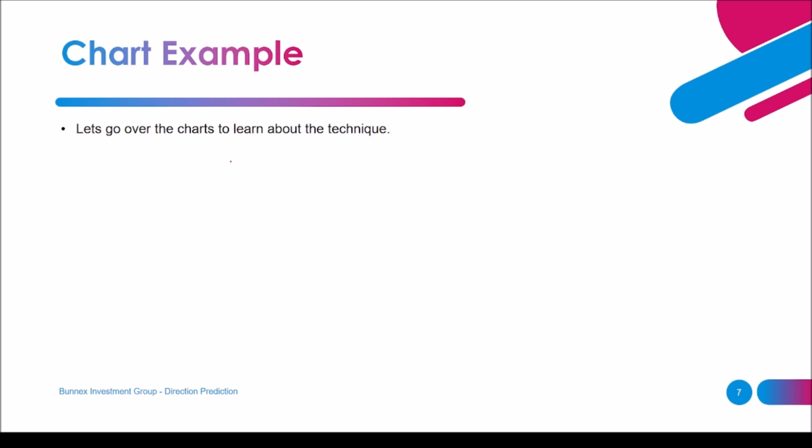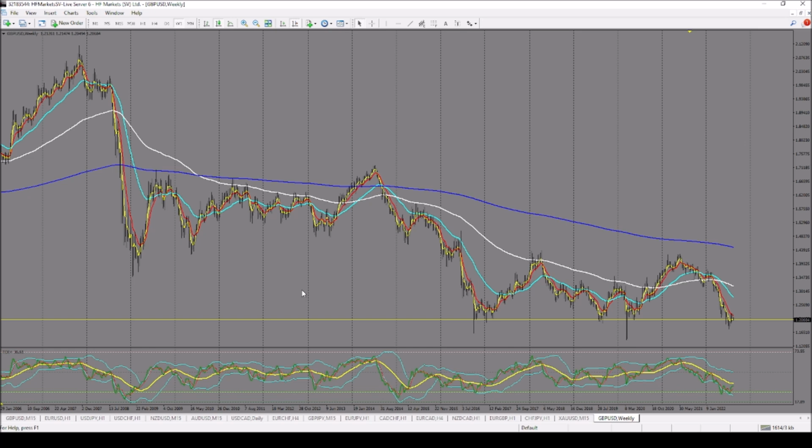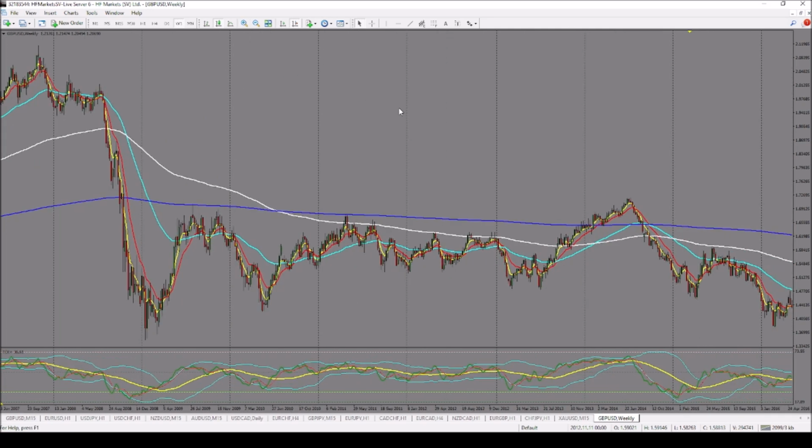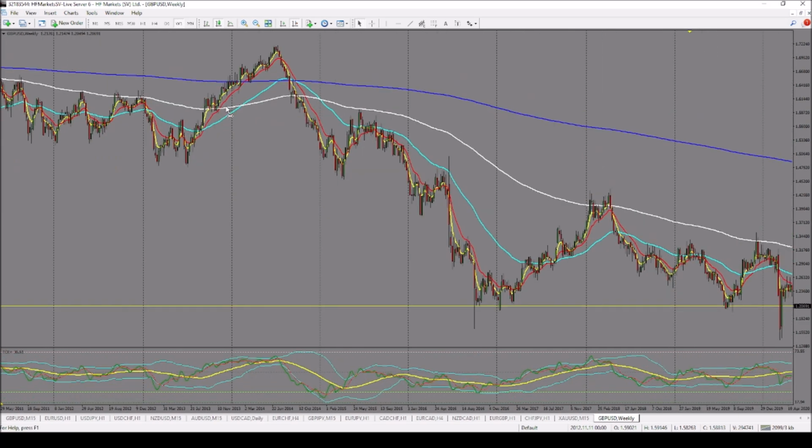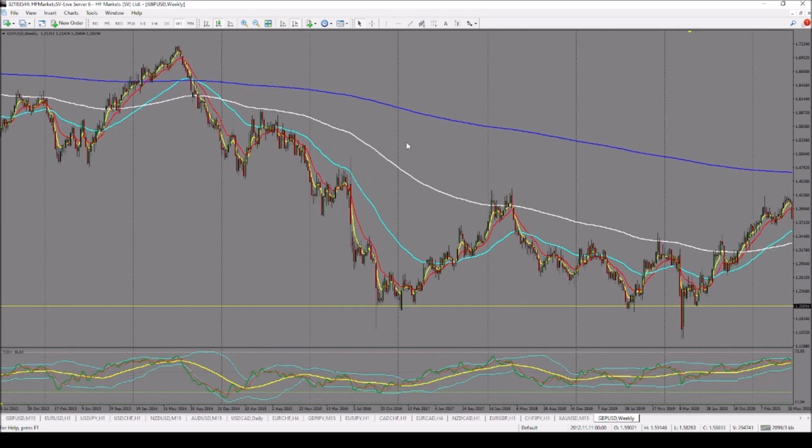So let's go over the charts to learn about this technique practically. This is pound against dollar, which I'm going to use as my example, and I'm going to use rectangles to mark levels on this chart. The first thing is this is the weekly time frame, right? On that weekly time frame, to illustrate that on every 3 levels we expect to see a reversal, and it works on all time frames.